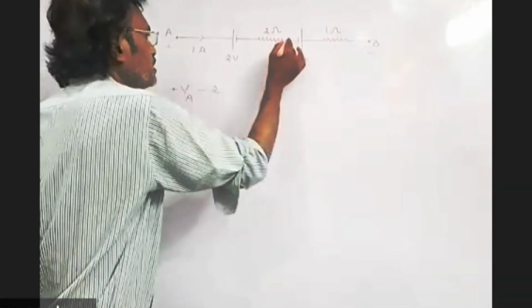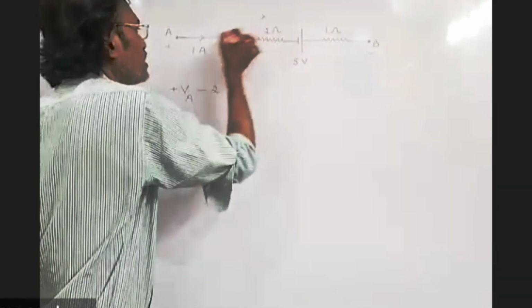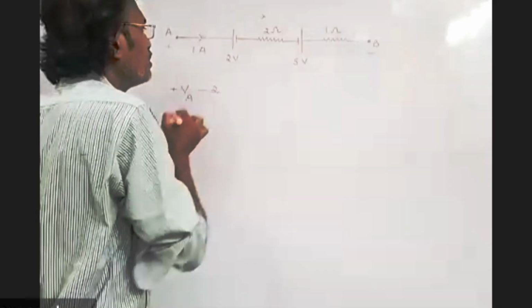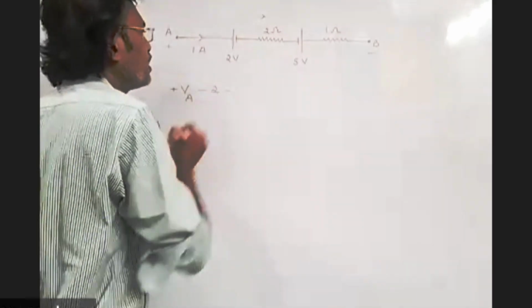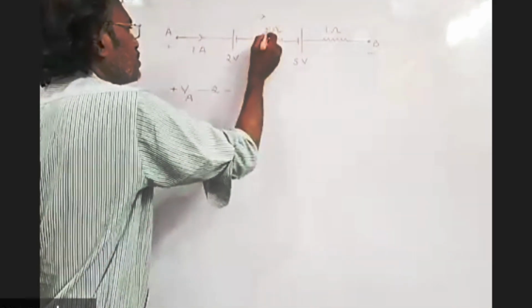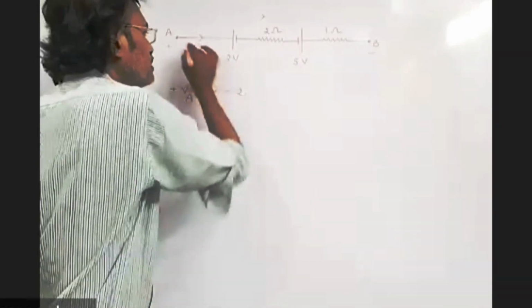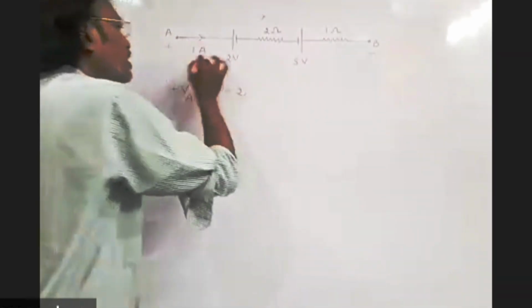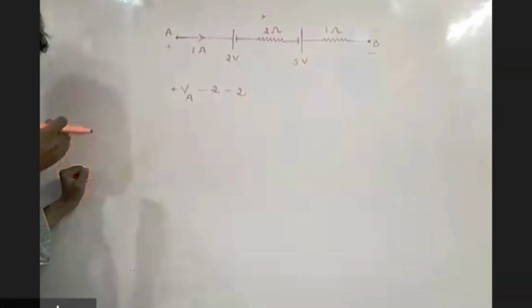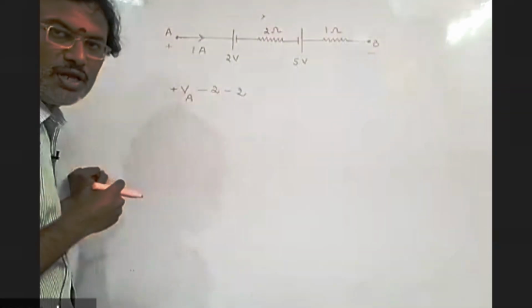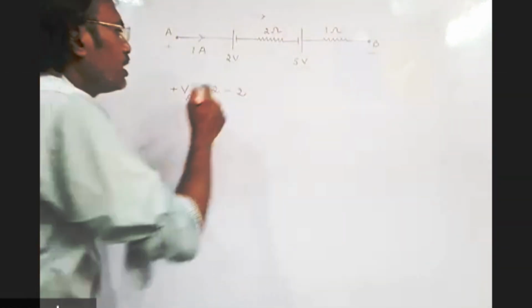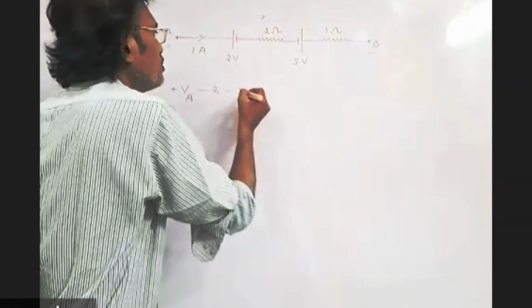The same current is passing in this direction. You are moving in this direction, current also in the same direction. So the potential difference is negative. Current into resistance, 2 into 1, 2. These all are in series combination. So the same current, 1 ampere, is passing between A and B. So here minus 2 into 1, minus 2.